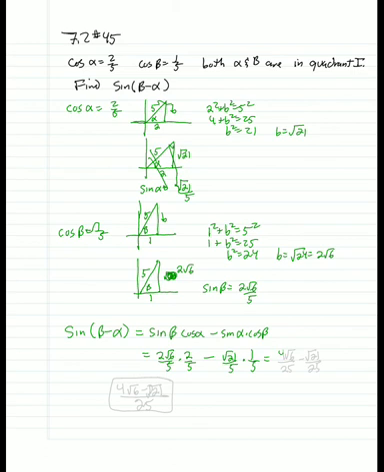This gives us 4 root 6 over 25 minus the square root of 21 over 25. So an exact value final answer is 4 root 6 minus square root of 21 all over 25. And that's it.